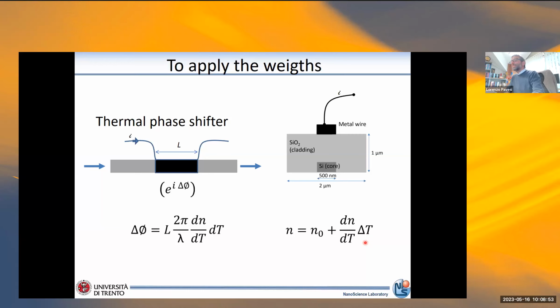Then, since the refractive index depends on temperature, we can control the refractive index of the silicon waveguide. Now, if we let the light beam, the electric field, pass through the region which we heat up, then by controlling the temperature, meaning by controlling the current flowing in the metal wire, we can control the phase shift that is imprinted on the light field moving below the thermal phase shifter. This is the way we control the weight in the sum.